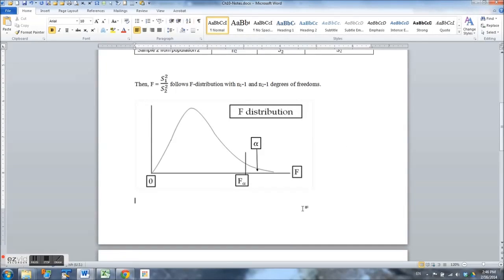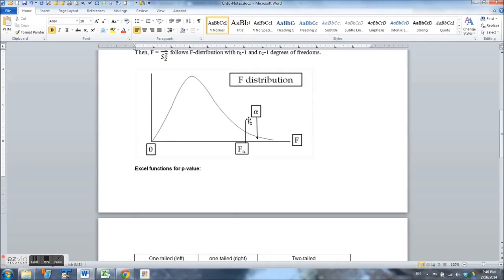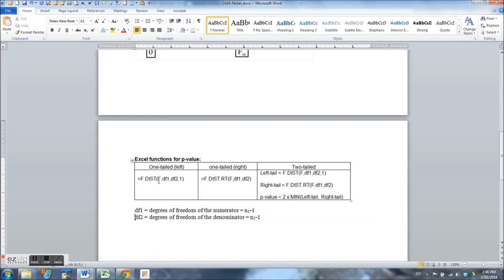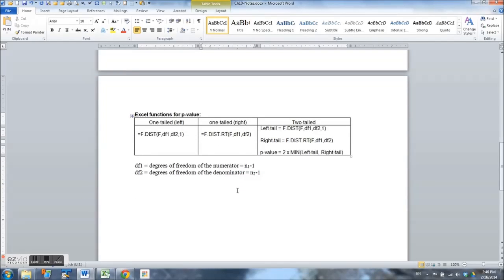Now we can then compute the F value and find the P value for the hypothesis, and we use the Excel functions for the P value. And those Excel functions are F.DIST if it is a one tail test to the left, and with F.DIST you have to include the comma 1, or if it is a right side test then it is F.DIST.RT, and if it is a two tail test we calculate both the tails, and then it is 2 times the minimum between those two values. So, very similar to the chi-squared test that we looked at.